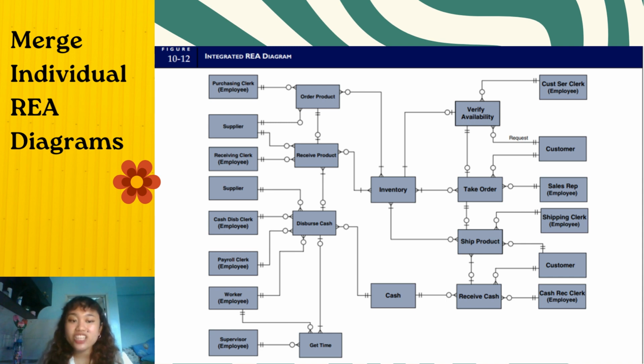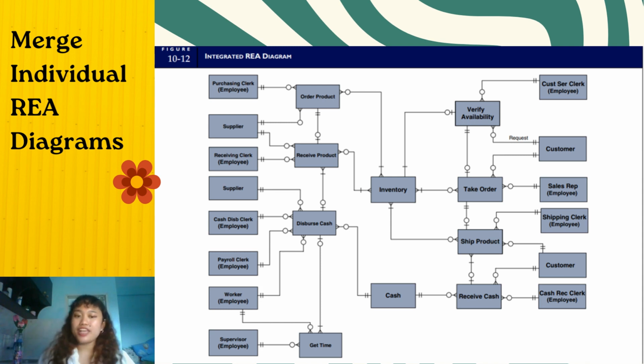Surrounding inventory and cash are two groups of events. The first group of events, on the left, involves actions that increase inventory or decrease cash. This includes processes like purchasing product. The second group of events, on the right, represents actions that decrease inventory or increase cash, such as selling products.